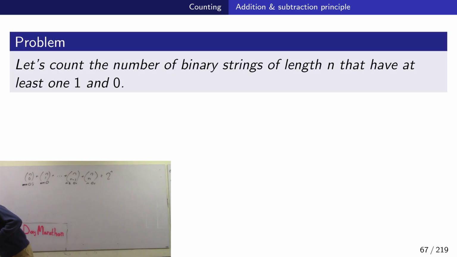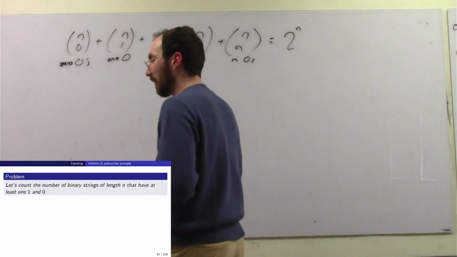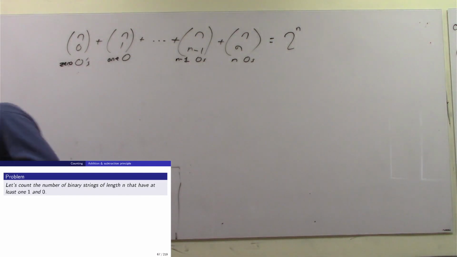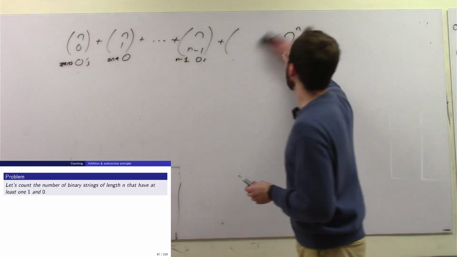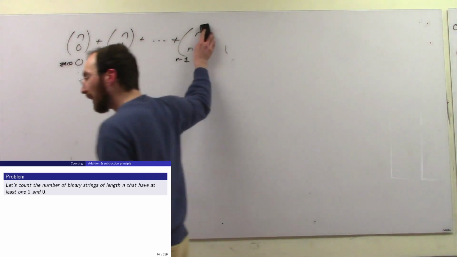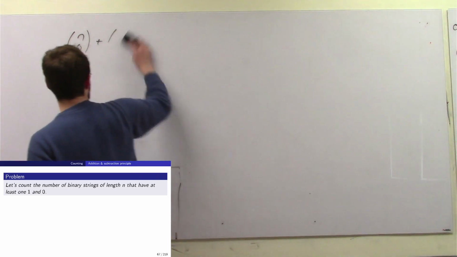So let's count the number of binary strings of length n that have at least one 0.